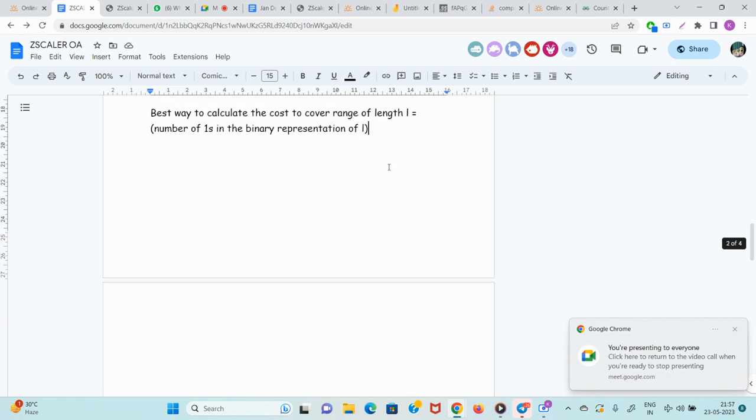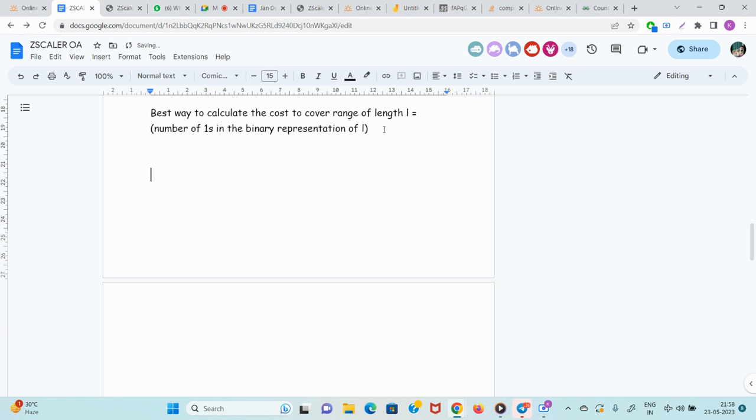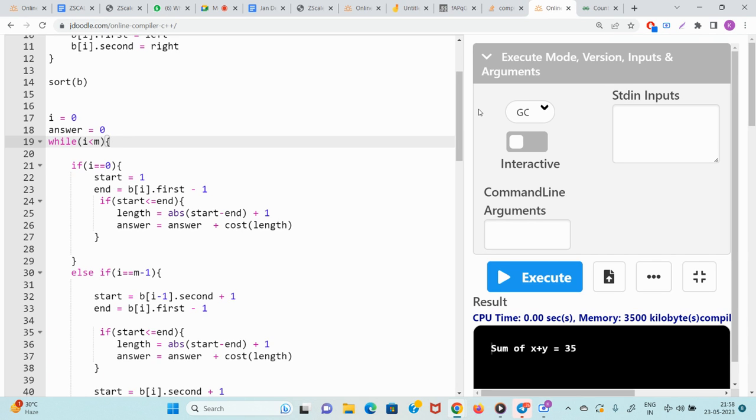For the time complexity, first you sort, right? This is a Zscaler OA problem. You sort the number of pairs. Size of number of pairs was m. So M log m. Then what do you do? You again traverse the whole m. You are traversing it again.